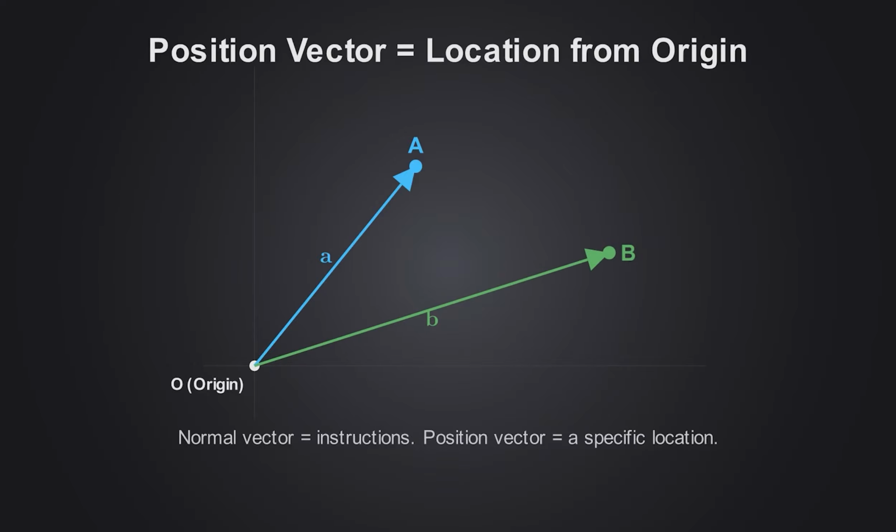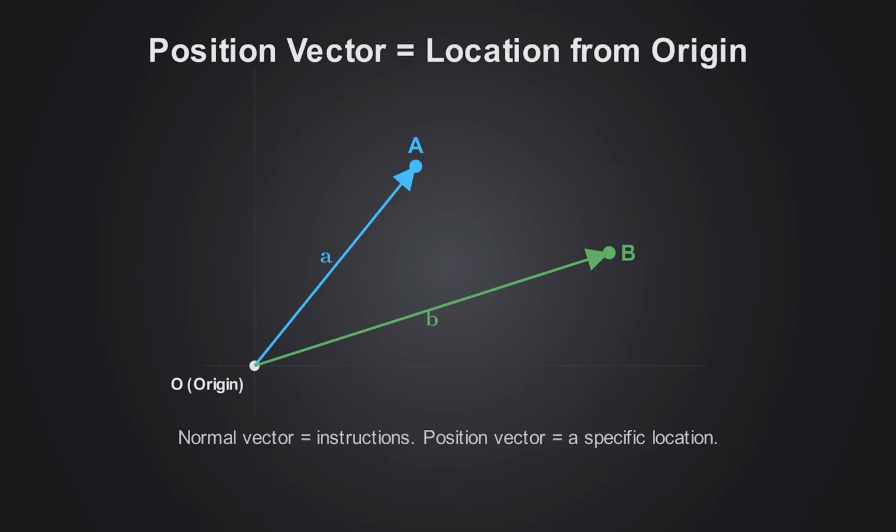The trick is, in the vector world, we describe a location by basically saying, if you start at the origin, follow these instructions. That's the whole concept. So the position vector of a point A is just the instructions to get to A starting from the origin. So if point A has a position vector A, that means that from the origin, follow vector A and you land at A.